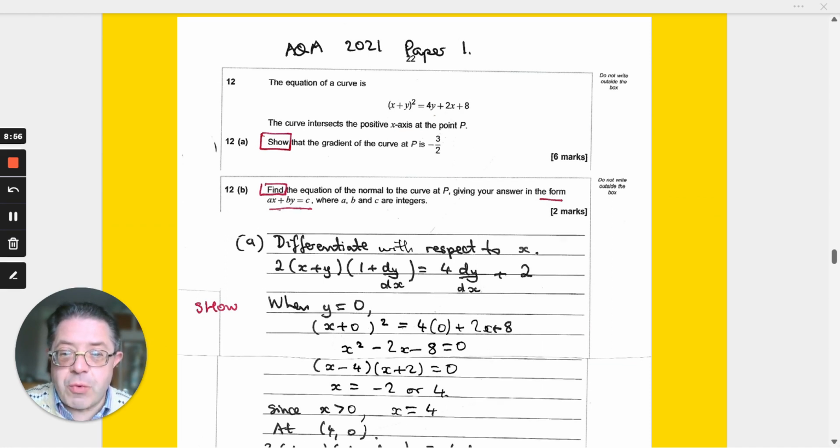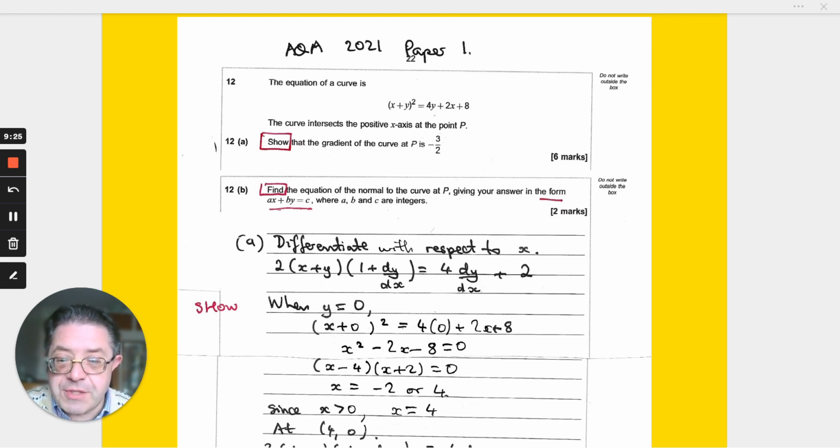Next question. The equation of a curve is given. It intersects the positive x-axis at P, and we need to find the gradient of the curve at P to be minus 3/2. So, I've first of all differentiated with respect to x to get 2 times (x + y) times (1 + dy/dx), and on the right 4 dy/dx plus 2.